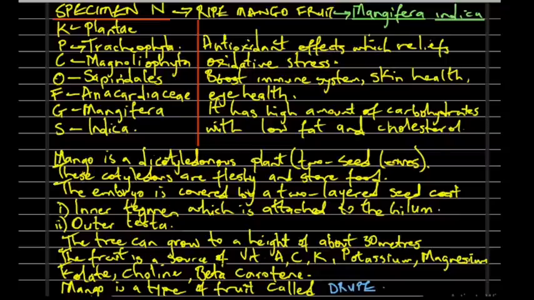Now the fruit is a source of vitamin A, vitamin C, vitamin K. It also has some amount of potassium, magnesium, even folate, choline, and beta carotene. This particular fruit is a drupe. The type of fruit that the mango belongs to is called the drupe. Now looking at the uses, we have some of the uses itemized here. Let me put that here. Uses.